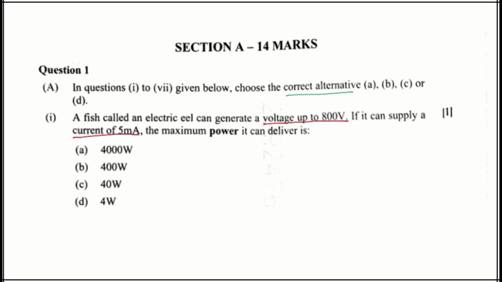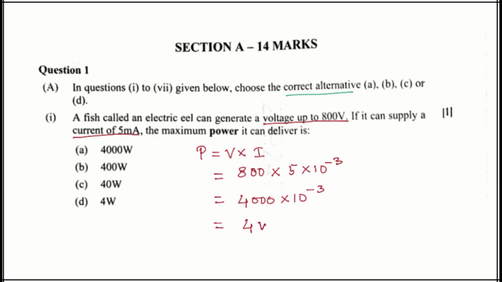Required formula is power equal to voltage into current. In this case, voltage is 800 volts and current is 5 milliampere, which is 5 into 10 to the power minus 3. Therefore, 800 into 5, 4000 into 10 to the power minus 3. Answer will be 4 watt, which is option D. So, option D is the correct answer, 4 watts.